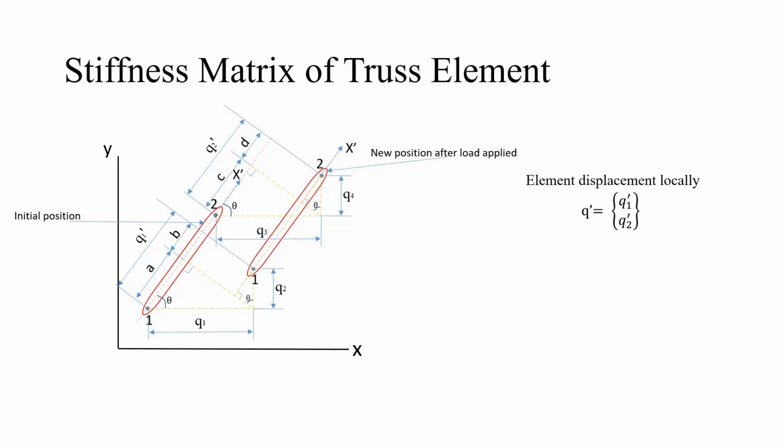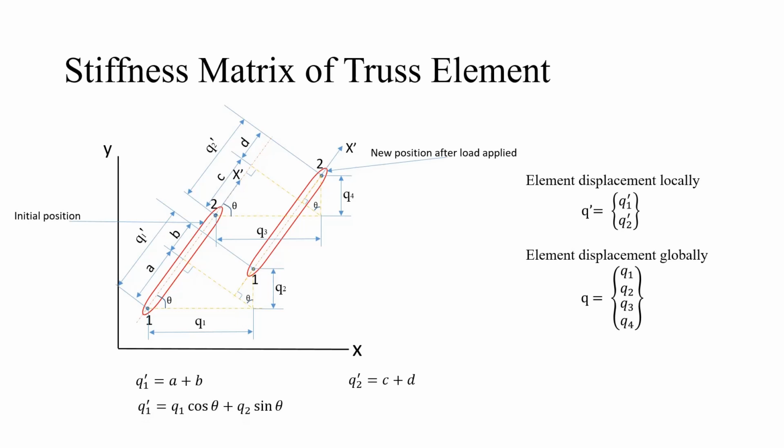So Q dash is the element displacement locally. With respect to local displacement, Q1 dash and Q2 dash are the displacements of node 1 and node 2 respectively. Similarly, element displacement globally is denoted by Q, given by Q1, Q2, Q3 and Q4, written in matrix form. Now let's see what is Q1 dash. Q1 dash is nothing but A plus B from the figure. Similarly, Q2 dash is nothing but C plus D. Now our main aim is to determine the displacements q1 dash and q2 dash in terms of global displacements q1, q2, q3 and q4. Let's see what will be A and B using those triangles.